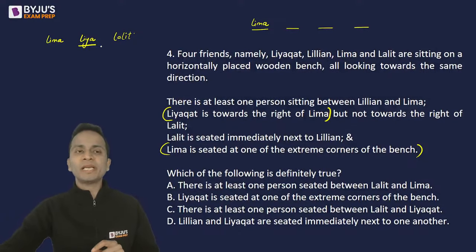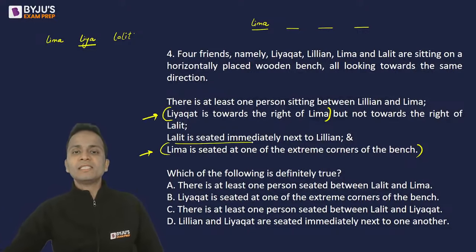Now anywhere between them, the fourth person, who is the fourth person? Lillian can sit, but Lillian cannot sit on the left hand side of Lima. Okay. All right. So this statement is done and this statement is done.